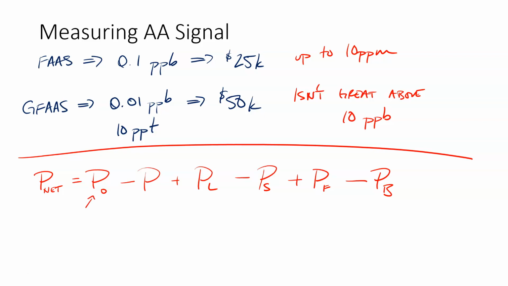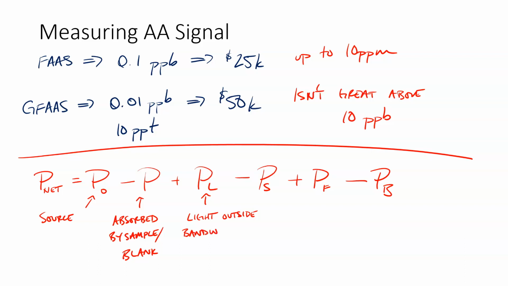Our overall power. This is the initial power of the source. We're going to subtract out the actual intensity, what's absorbed by the sample, or the reference, right? If we're talking about taking a blank measurement, this could be the amount absorbed by the blank. We gain a little bit of power that's outside the bandwidth of our measurement, right? The P without any subscript, that power is only absorbed in that small bandwidth where the atom will actually absorb it. This P sub L is light that's outside the bandwidth of the analyte, the transition that we're interested in, but within the bandwidth of our monochromator.